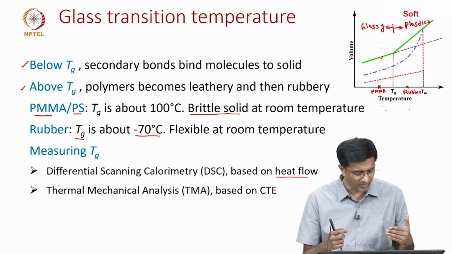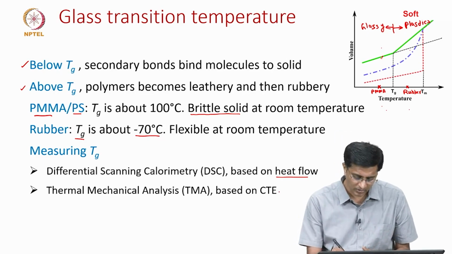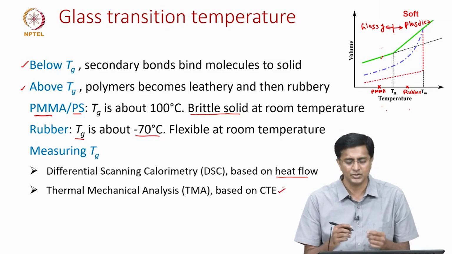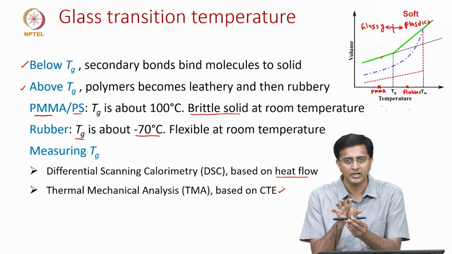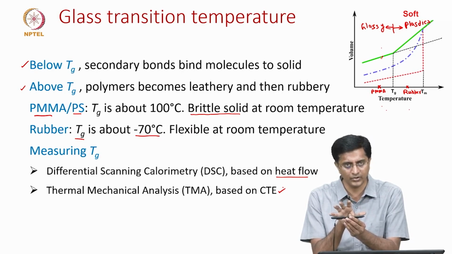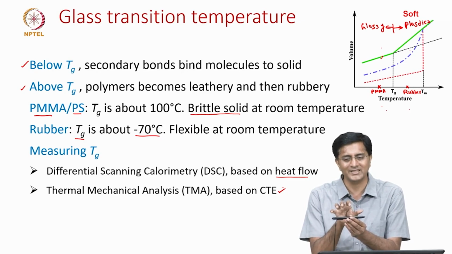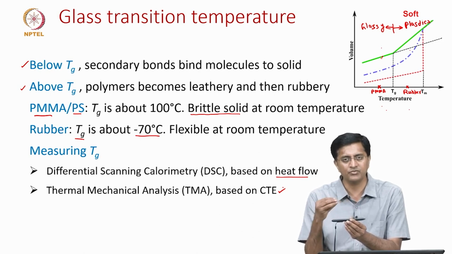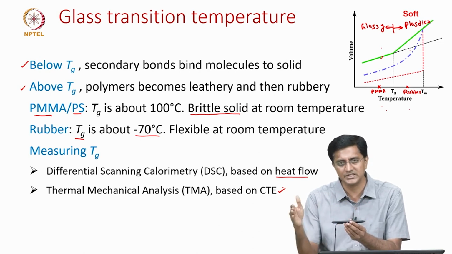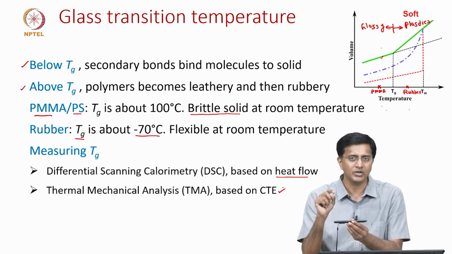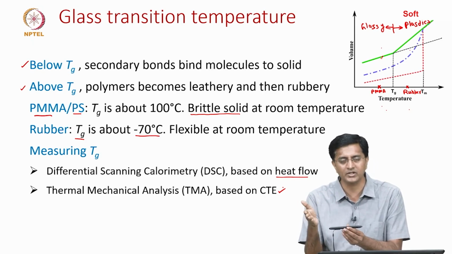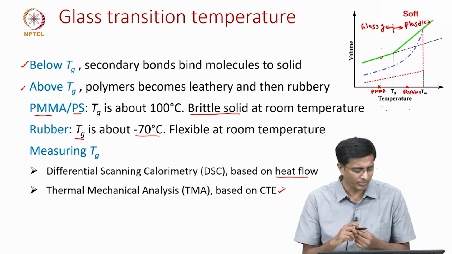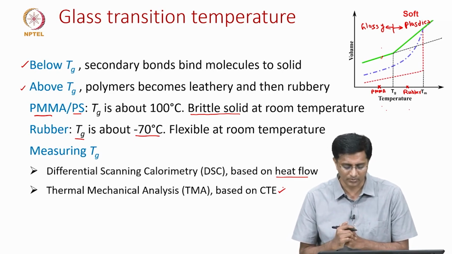The second method is thermal mechanical analysis, which is based on coefficient of thermal expansion measurements. You have a polymer and you keep heating it. While you heat it, you measure the dimensions of the polymer, so that you can measure the thermal expansion. From this information on thermal expansion with changes in temperature, one can find the glass transition temperature, because the thermal expansions before and after the glass transition are different. So, that transition we can pinpoint as the glass transition for a particular polymer.